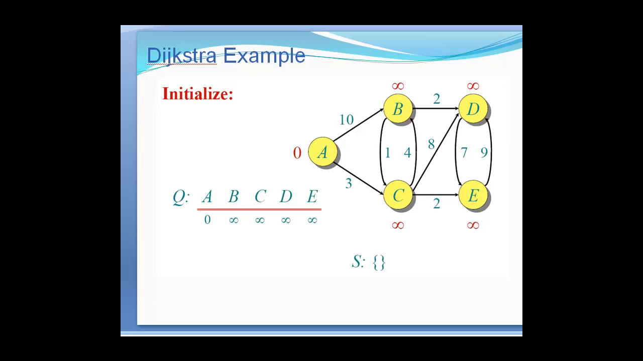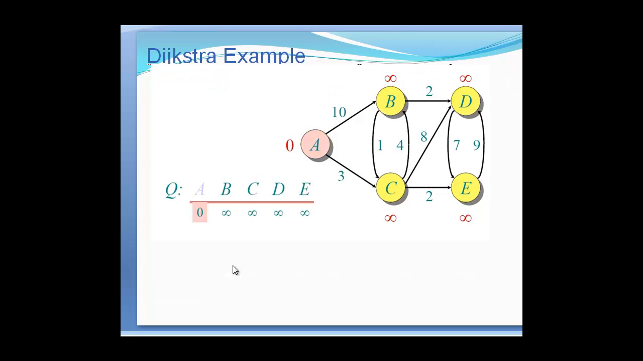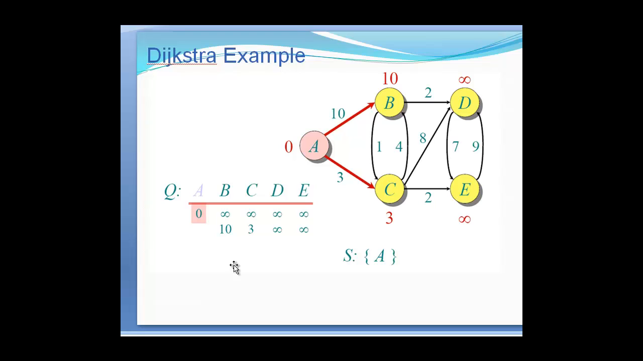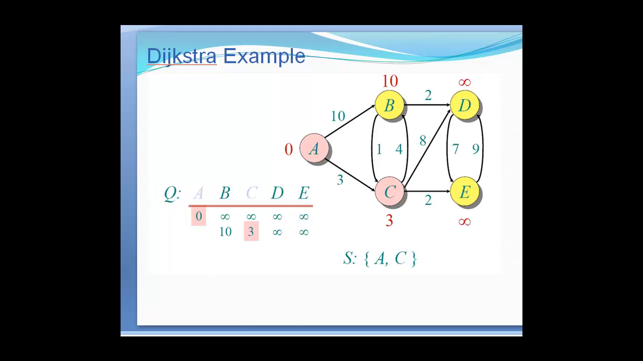Now let's look at the example. In the given graph, we have 5 nodes: a, b, c, d, e. We want to find out the shortest path from a to e. So we'll start by marking a as the source vertex, and we will label a with the weight 0. Now we examine each node adjacent to A, that is B and C. A to B distance is 10 and A to C distance is 3. So we label B with the weight 10 and we label C with the weight 3. Now we select the path A to C because it is the shortest distance.